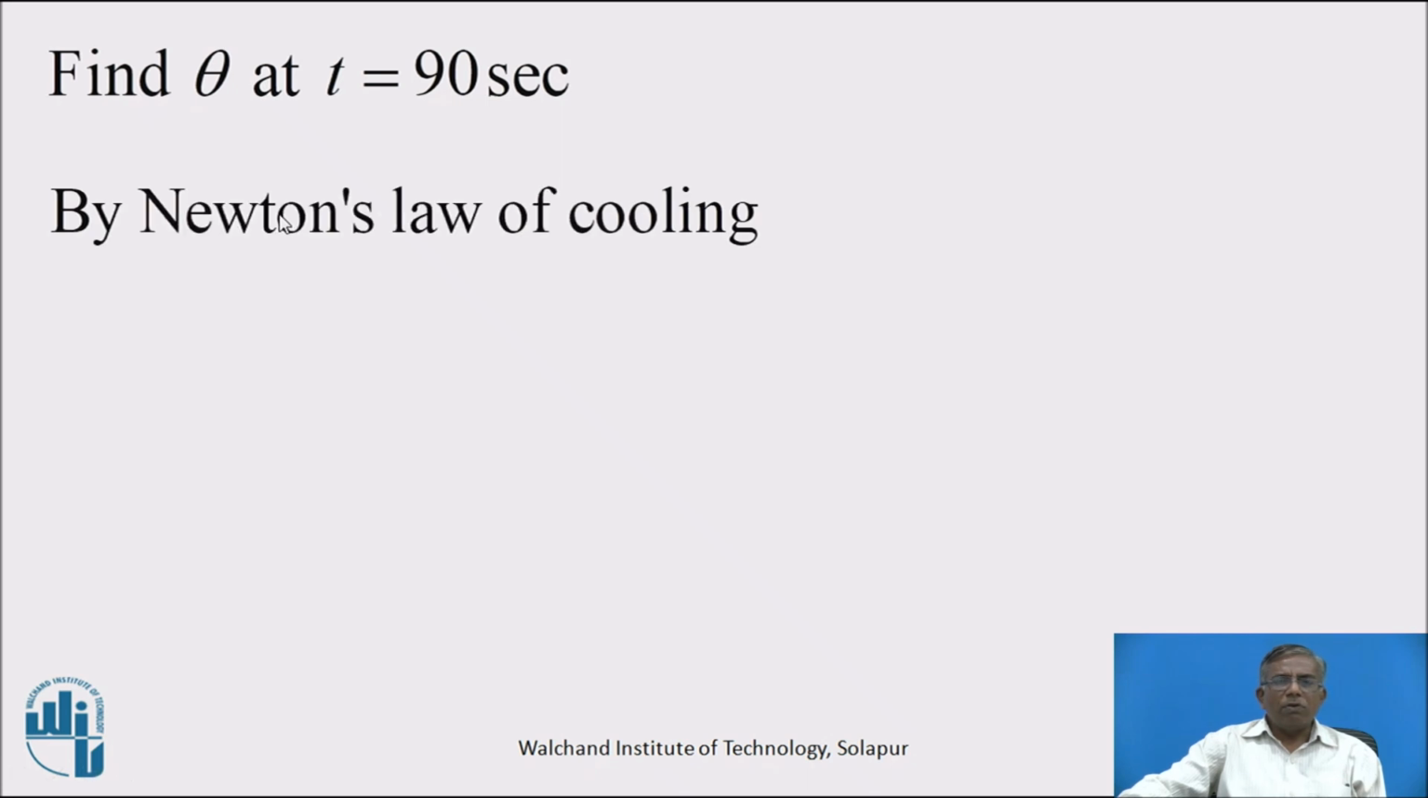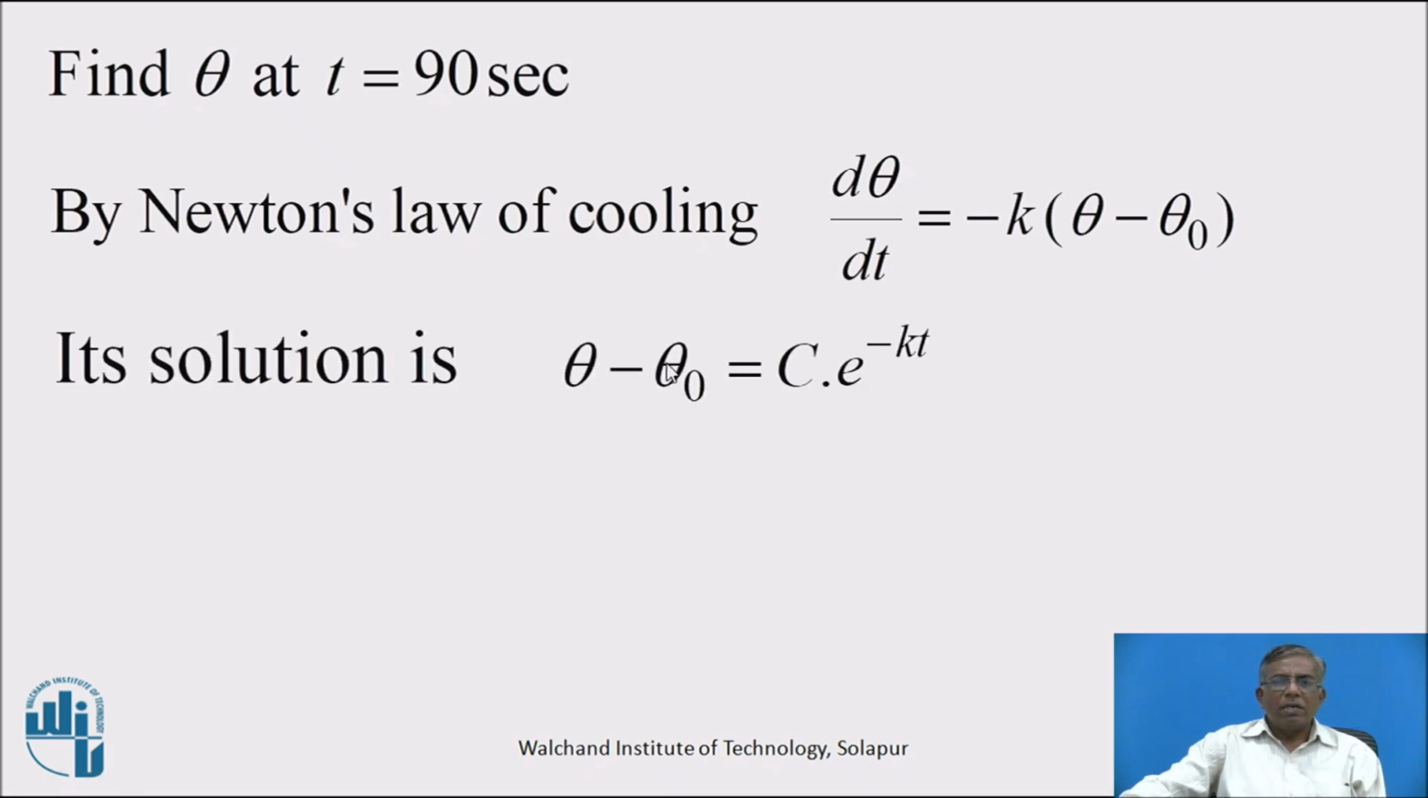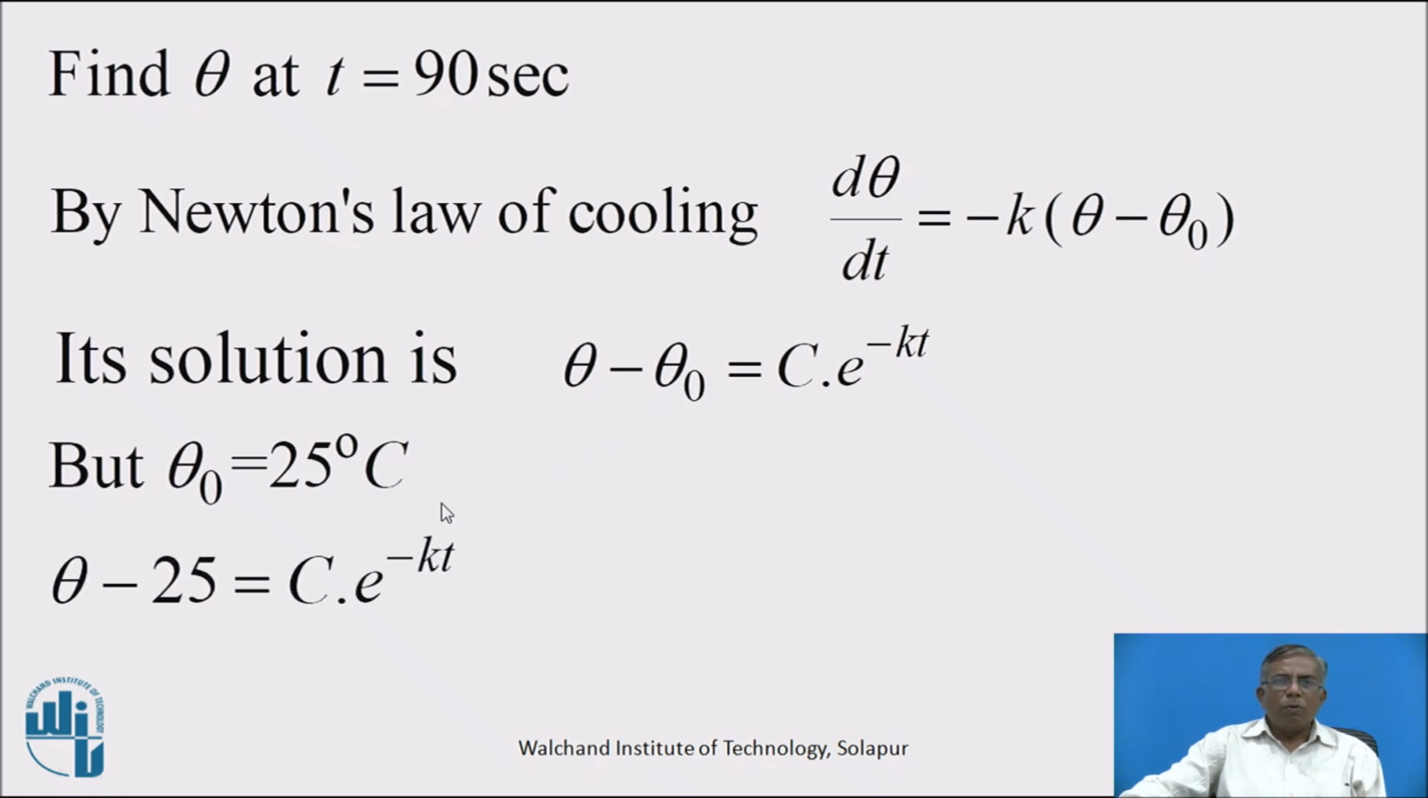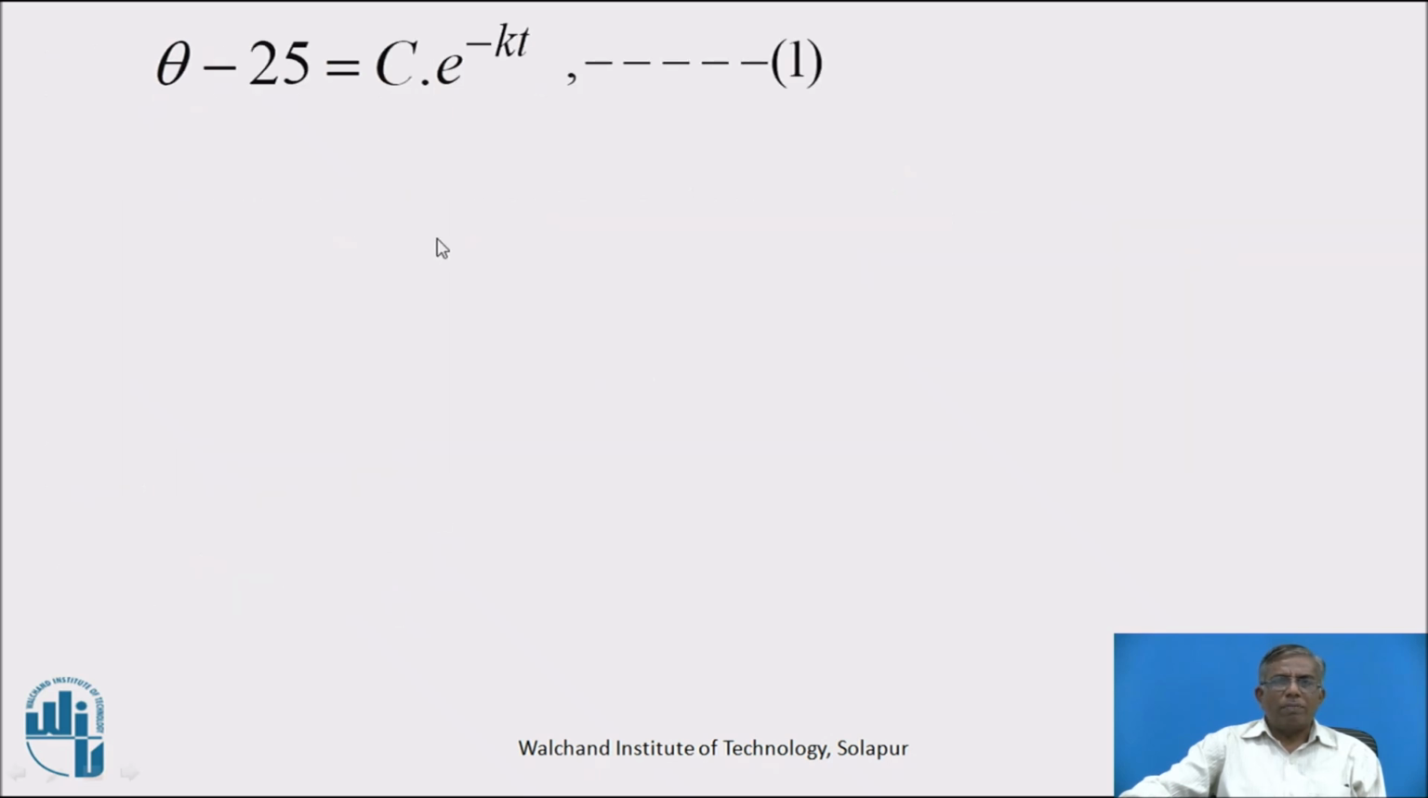For that we start with Newton's law of cooling, whose differential equation is d theta by dt equal to minus k times theta minus theta naught, where its general solution is theta minus theta naught equal to c into e power minus kt. But theta naught equal to 25 degrees Celsius is given, so putting it in this general solution, we get theta minus 25 is equal to c into e power minus kt. Denote this as equation 1.